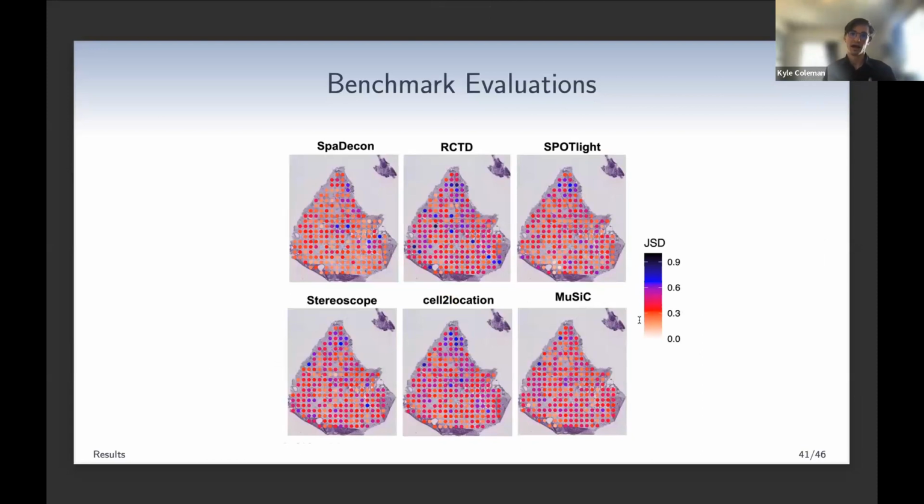And then these next plots just show spot level Jensen-Shannon divergence between the benchmark and estimated proportions for each method. So spots that are white and red indicate close similarity to the benchmark proportions, and spots that are purple, blue, and black indicate a large divergence between the benchmark and estimated proportions. So for SpaDecon, a vast majority of the spots are red and white. There are a few blue spots and purple spots here as well. But overall, in most regions of the tissue section, SpaDecon is performing extremely well.